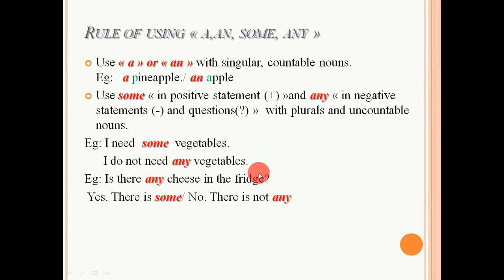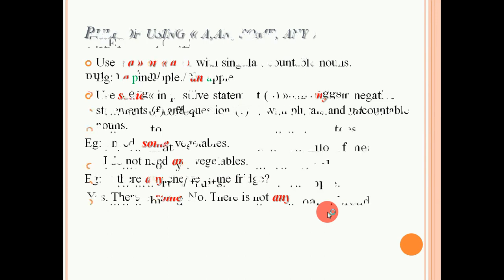Example number 2 is about a question. Is there any cheese in the fridge? Is there any cheese in the fridge? Is there cheese in the fridge? Yes, there is some, or no, there isn't any. Okay, it's not difficult, just a little bit of concentration. Now you will understand it well. Okay, let's do some exercises.